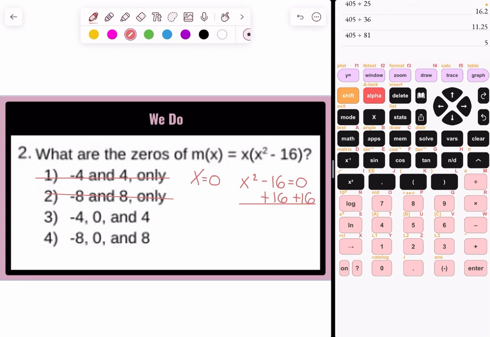Perfect. Now let me add 16 to both sides because I need to isolate the x squared. So I will get x squared equals 16. Now I take the square root of both sides. The square root of x squared gives me x, and the square root of 16 is plus or minus 4. Answer choice 3. Perfect. Let's go look at this third question.